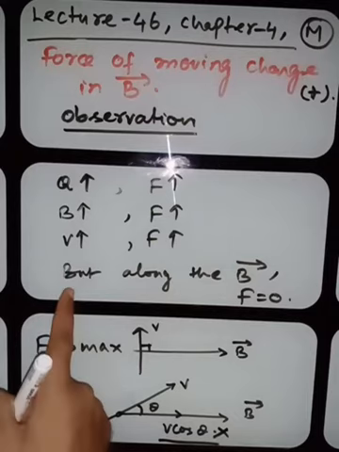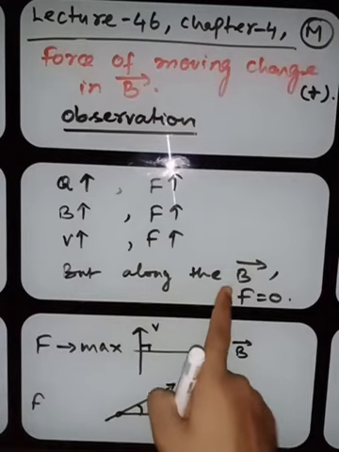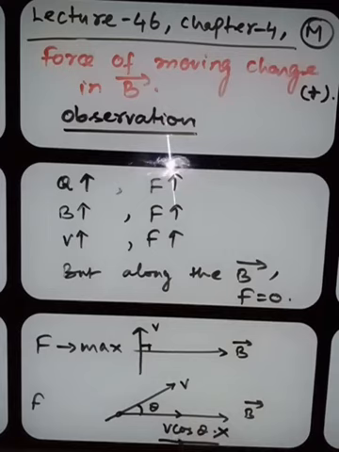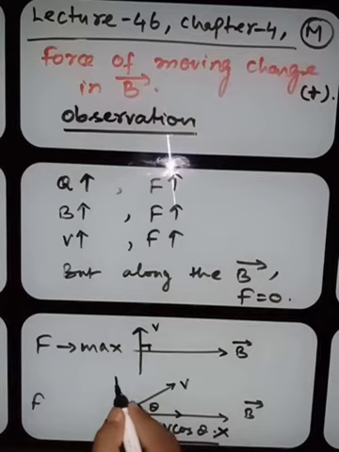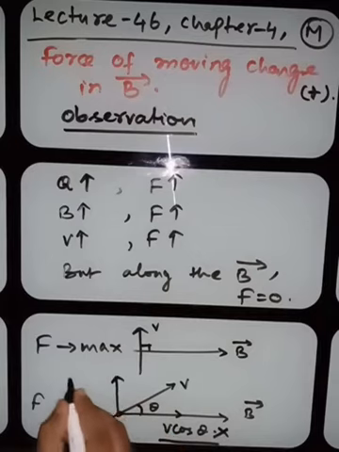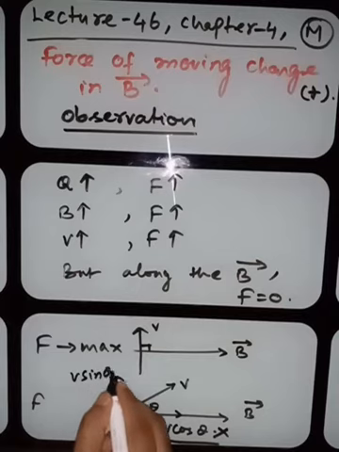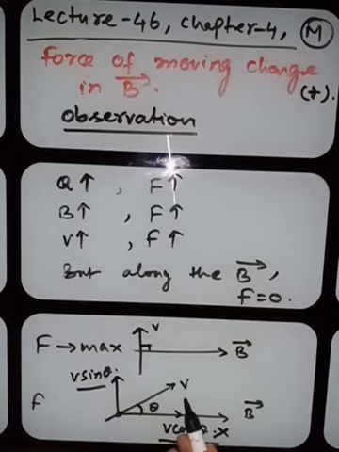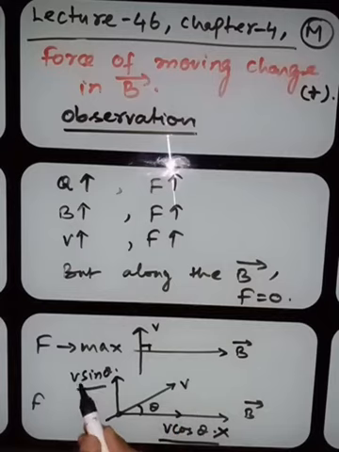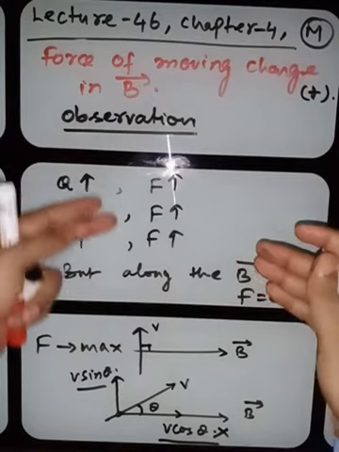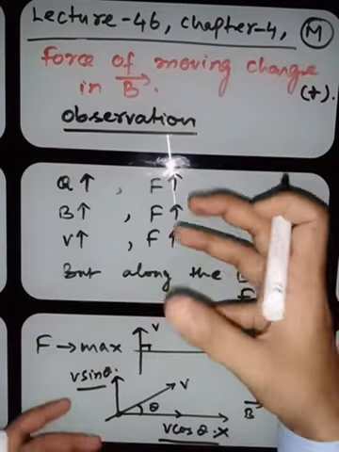Yes, you can see along the magnetic field force was zero. It means this component is not participating to give the force. So which component gives the force? Yes, it is V sine theta. It was observed that the maximum force for this velocity, at this angle, will be on V sine theta. Now, using all these observations, we can move to the conclusion.